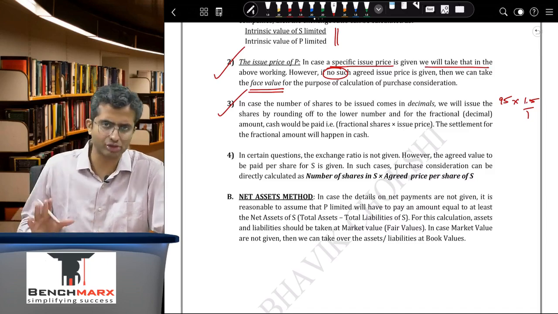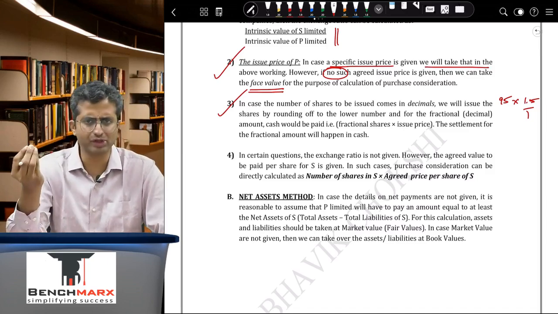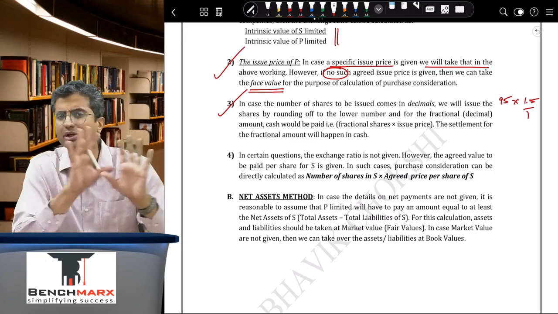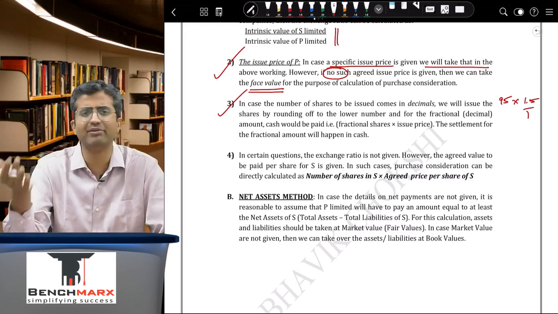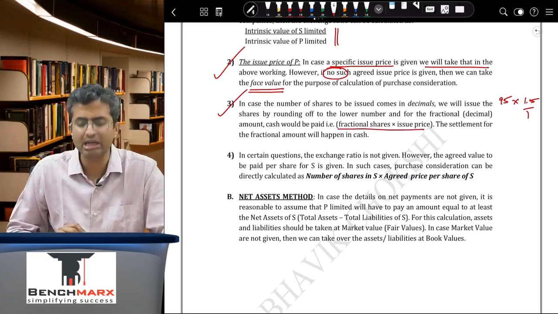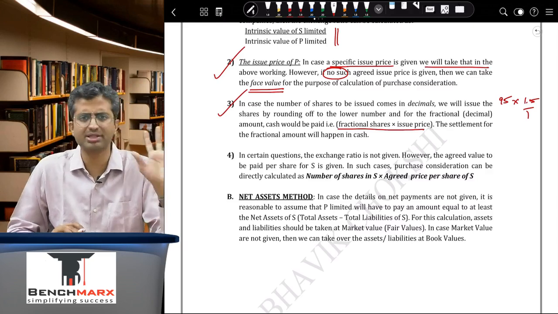These are called fractional shares. So, for half a share, each share is worth 10 rupees, half a share will be worth 5 rupees. So, I will issue 142 shares, and for the half a share, I will pay cash. This is called a fractional adjustment. So, this is fractional shares, that is 0.5 shares into issue price, for example, 10.